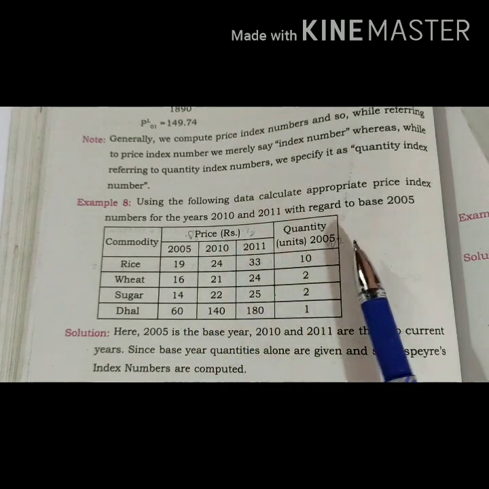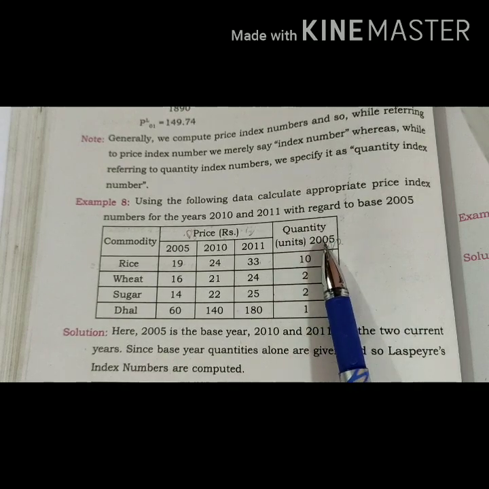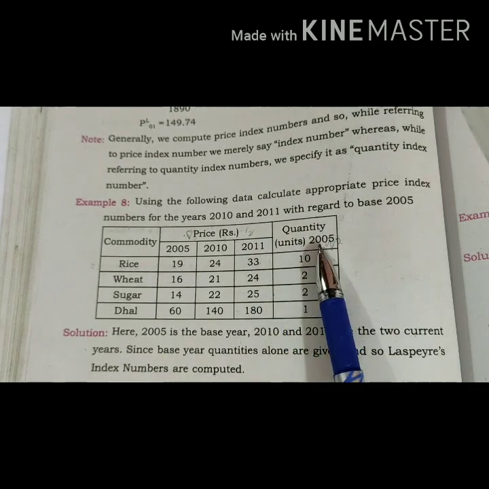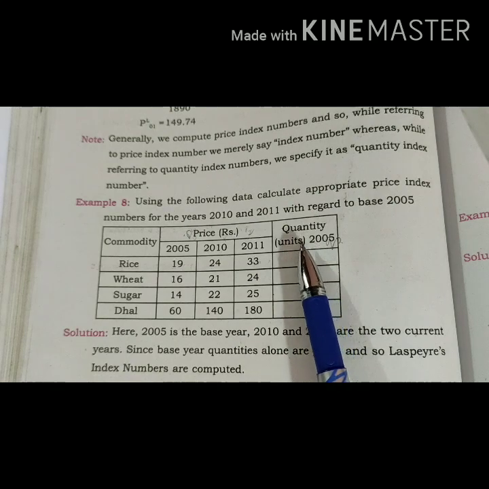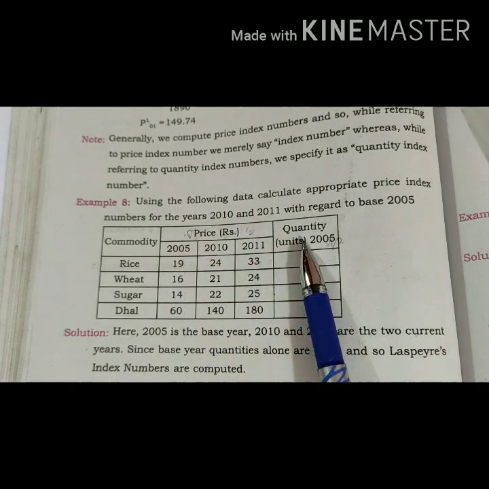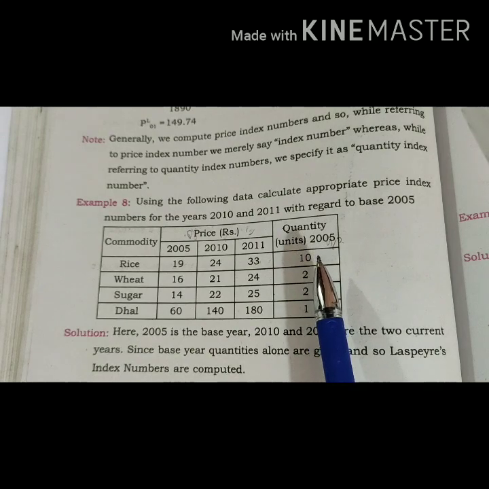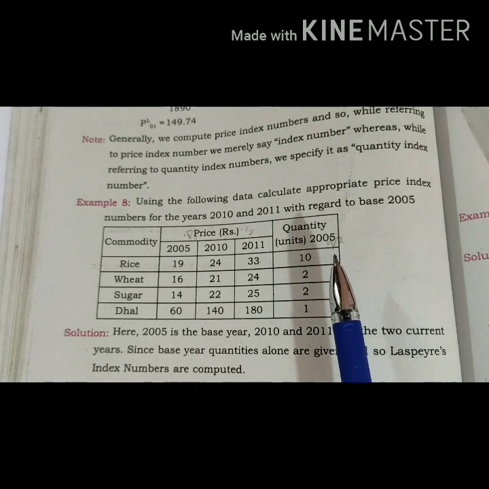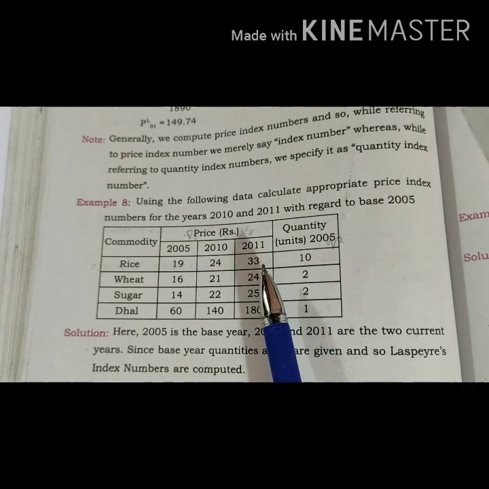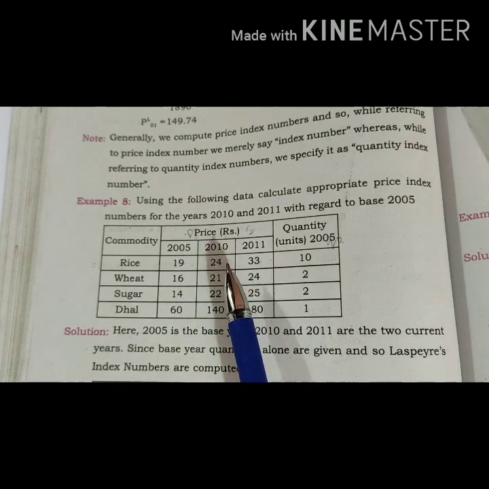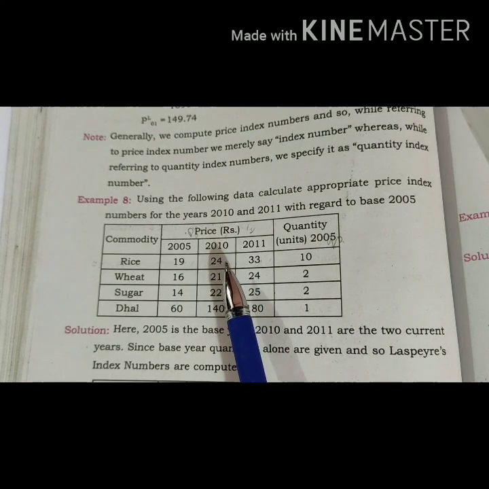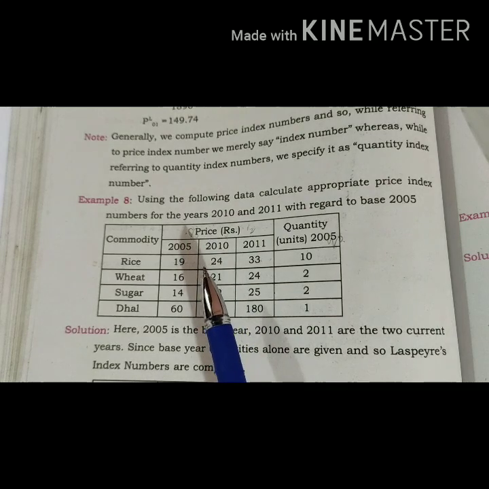Next, they have given the quantity units of 2005. That means only the quantity of the base year is known. So we can apply only the Laspeyres formula, that is summation of P1 Q0 divided by summation of P0 Q0 into 100. We can't apply Paasche because we don't have the quantity Q1, so we are not able to apply Paasche and other price index numbers. So we need to go only with the Laspeyres price index number.